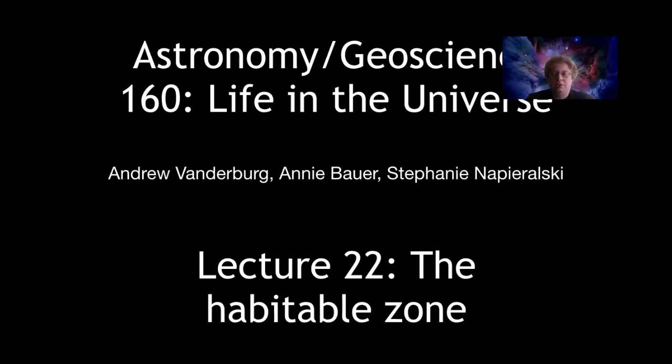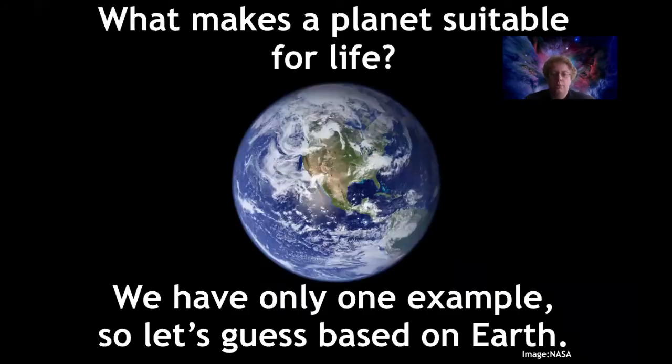Hi, everyone. This is the second part of Lecture 22, where we'll talk about the habitable zone. So, the basic question that we want to talk about today is, in general, what makes a planet suitable for life? And in particular, where in a system could a planet be suitable for life?